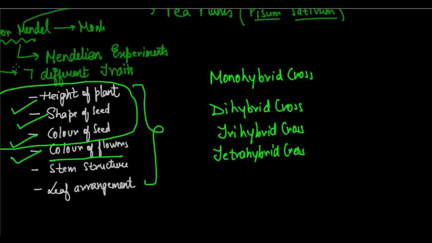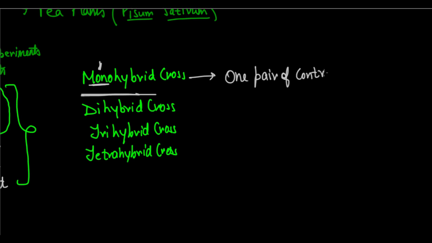So between two plants. Monohybrid cross means mono means one. So a cross between plants with one pair of contrasting characteristics. When he crossed two plants and studied one pair of contrasting characteristics only, then that was called a monohybrid cross. It could be the height of those plants, it could be the shape of the seeds of those plants, it could be the color of those plants, and so on. So, one pair of contrasting characteristics.